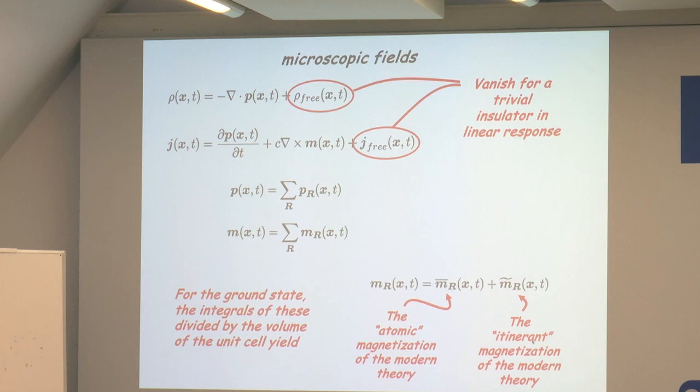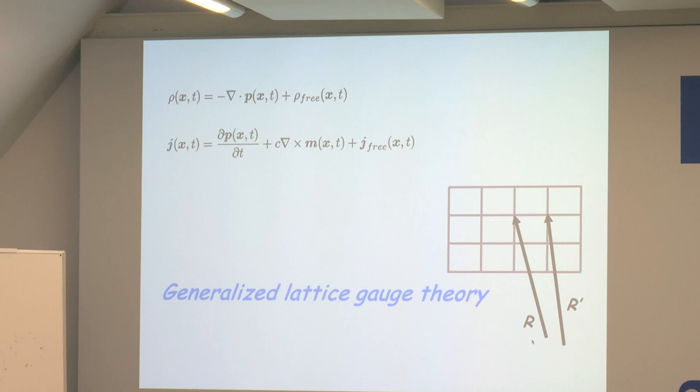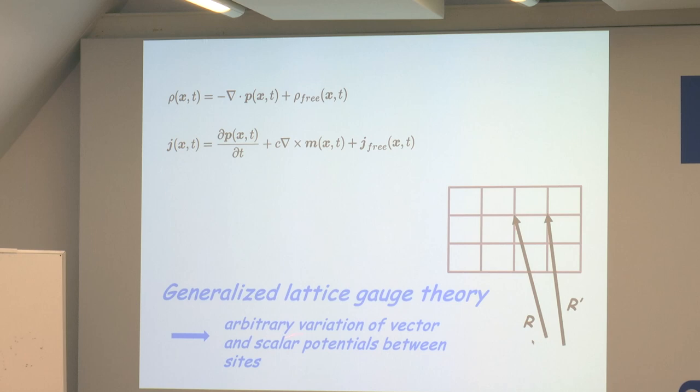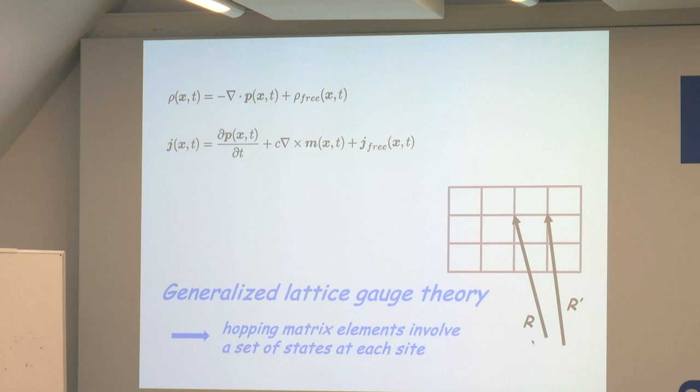But now I've got these time-dependent equations, and the structure of the theory is really now a generalized lattice gauge theory. Okay? Because there could now be an arbitrary variation of the vector and scalar potentials between these sites. I'm not assuming that the electric field is almost uniform or the magnetic field. I could be talking about X-rays here. There are hopping matrix elements that involve a set of states at each site. Those modified Wannier functions I introduced, in principle, connect every site to every other site, but you look at them and you see there's in general a short range.